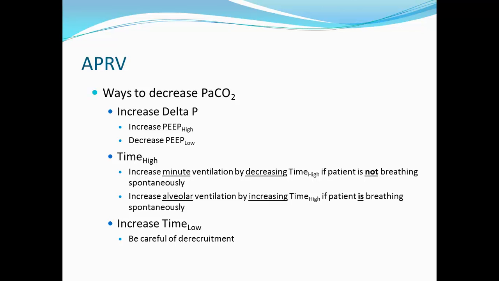Another way to decrease the CO2 is to increase the time low. This will allow more gas to be exhaled during time low. However, we have to be careful and still stay within the constraint of 75 to 85% of the PEFR. If we increase T low too much, we are likely to cause de-recruitment and collapse.